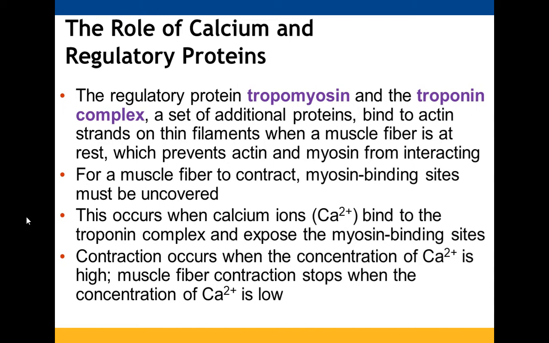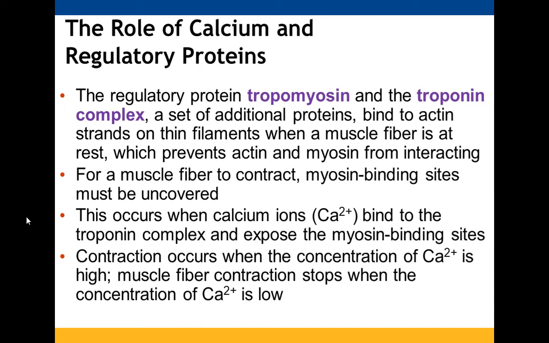We don't want our muscles to contract all the time. So there are regulatory proteins, tropomyosin and troponin, which bind to actin strands on those thin filaments when a muscle fiber is at rest, so that the actin and myosin do not interact with one another. For them to be able to contract together, those binding sites that the myosin is able to bind to on the actin have to be uncovered.